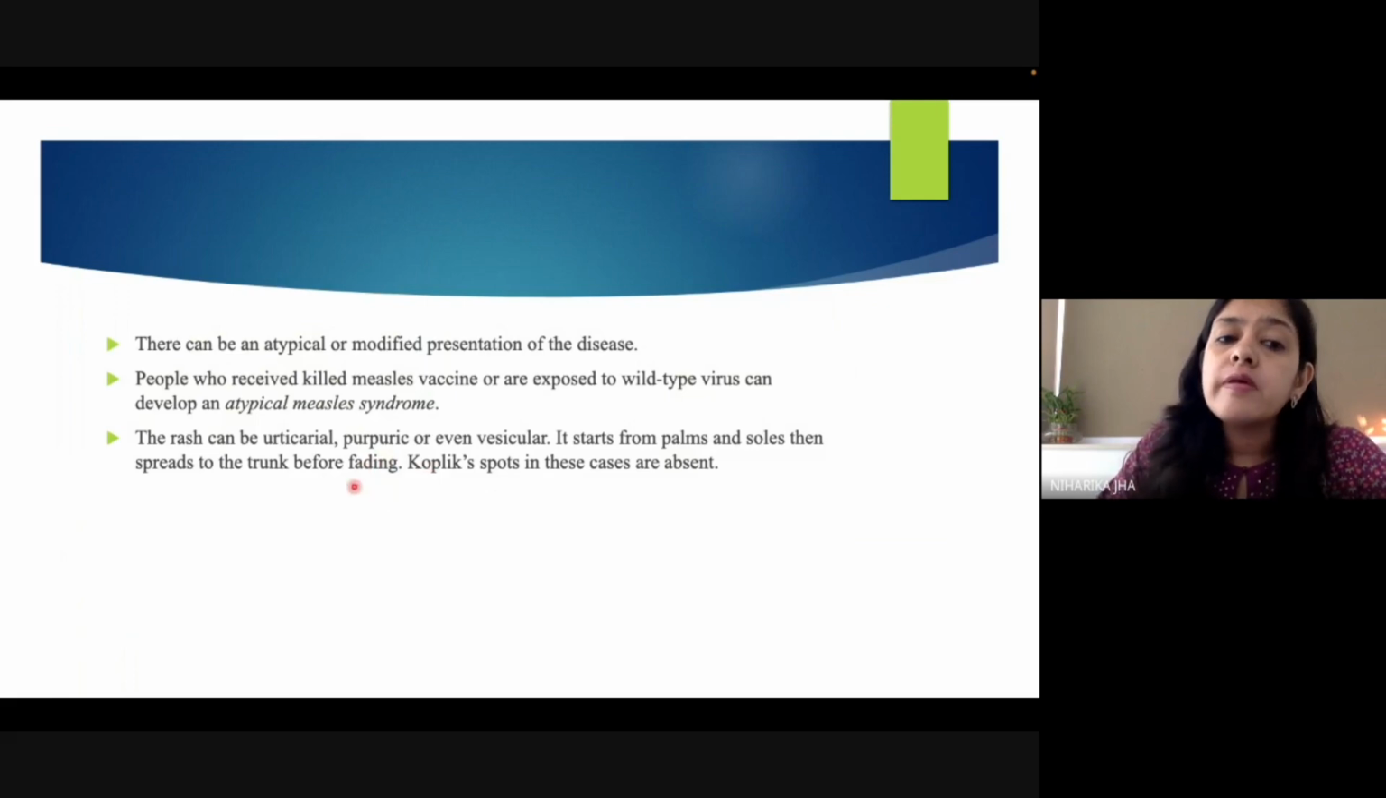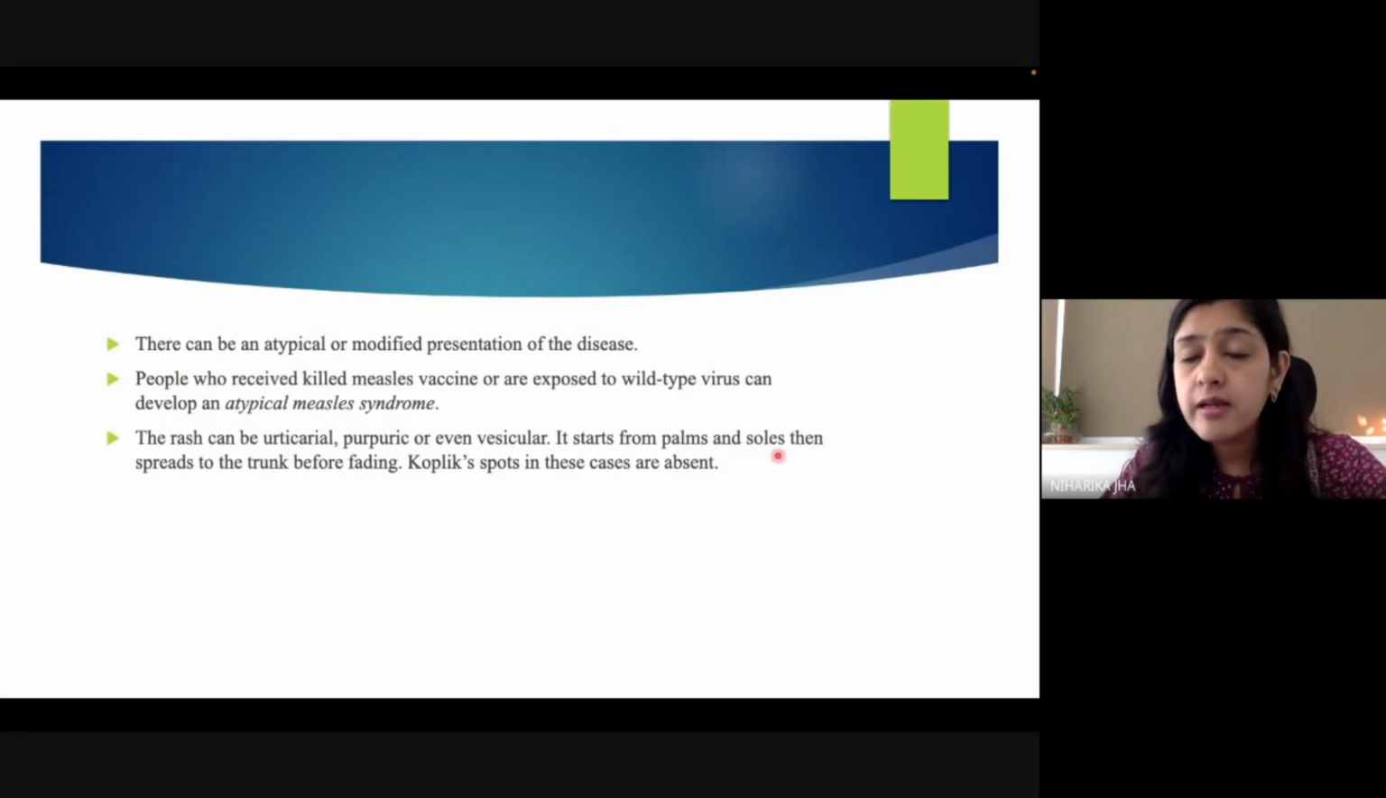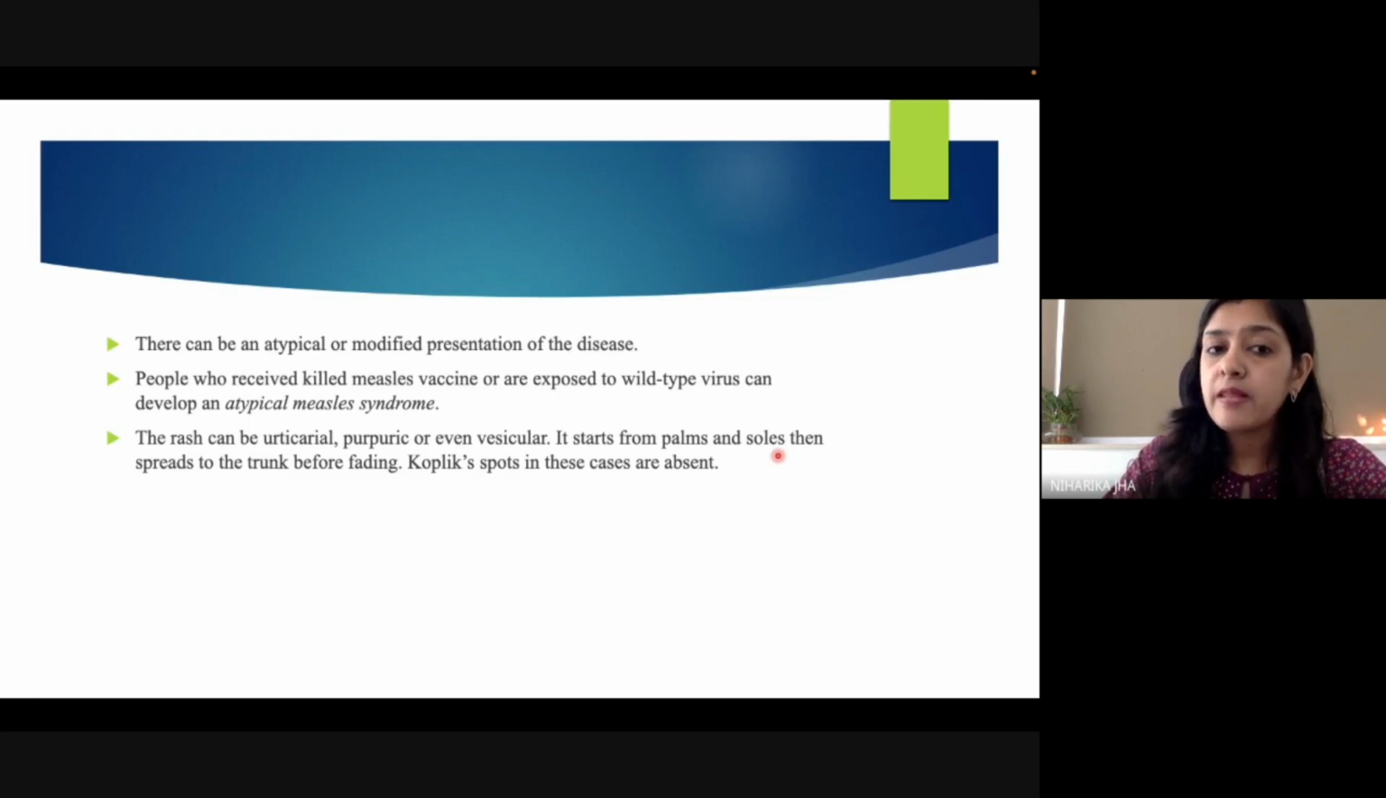And the rash can be urticarial, purpuric, or even vesicular instead of the normal maculopapular rash. And instead of starting from the retroauricular area, it can start from the palms and soles. So the site of the onset can be different, and the appearance of the rash can be different. So these are the two important cutaneous manifestations of measles.